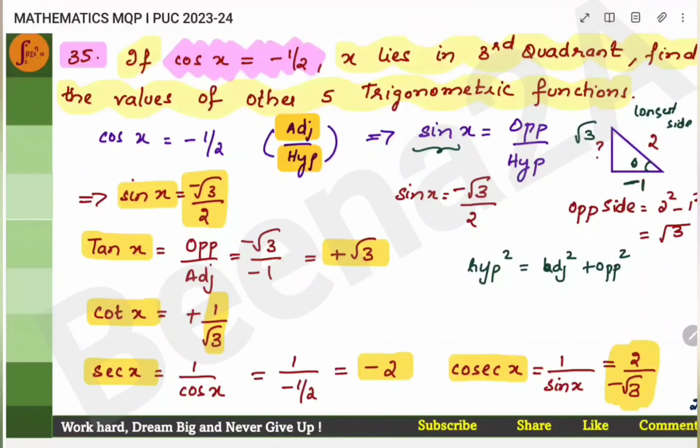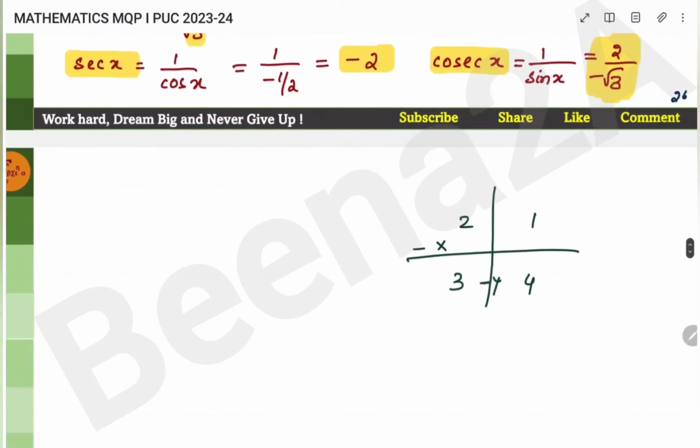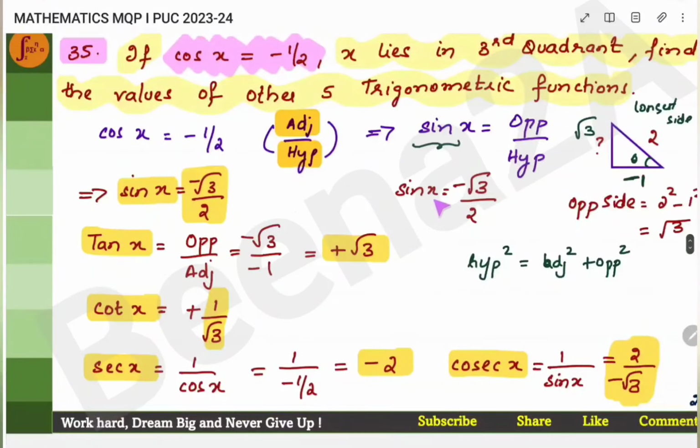We put negative here because sine x is nothing but y value. Y coordinate is sine, right? And it's in the negative axis because it's third quadrant. This is third quadrant. Y is negative, so you'll have minus sine, right? Sine will have negative values. So you'll say sine x is minus root 3 by 2.